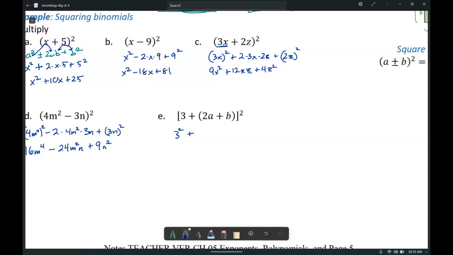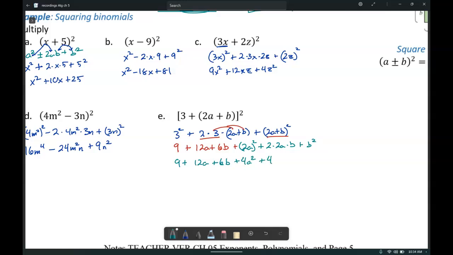(3 plus (2a plus b)) squared: 3 squared plus 2 times 3 times (2a plus b) plus (2a plus b) squared. We're following the same formula, even though it's a little bit more complicated in how it's written. We can still apply it. So here we have 9 plus 6 distributed gives us 12a plus 6b. And here we can apply the same rule again. For just this subset, we'll do the same thing with a squared plus 2ab plus b squared. So we'll have 2a squared plus 2 times 2a times b plus b squared. So then the whole thing equals what we have here.